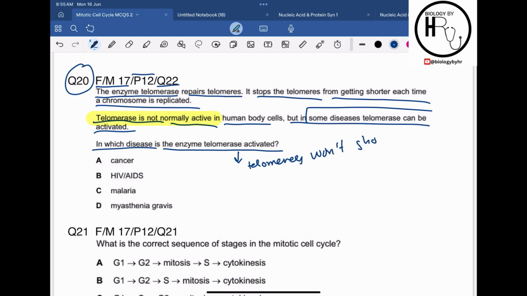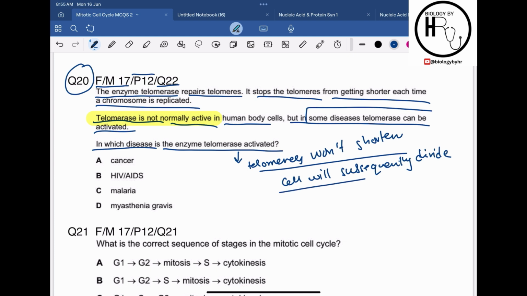The telomeres won't shorten, right, and if the telomeres won't shorten, the cell will subsequently divide. The cell will subsequently divide and it will not stop its cell division. So the cell will keep dividing, which will contribute to tumor growth.